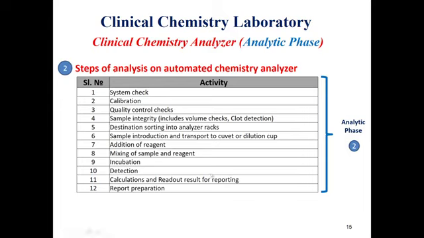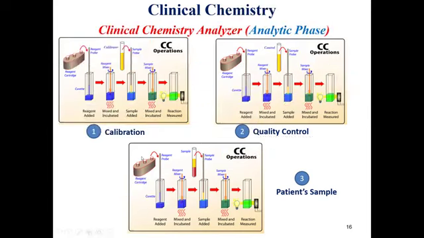The calibration, quality control, and the sample have the same steps, from step number 6 till number 10. However, the difference will be the added material. We have, as we said, calibration first, then the quality control. Finally, we'll start the measurement of the patient samples.